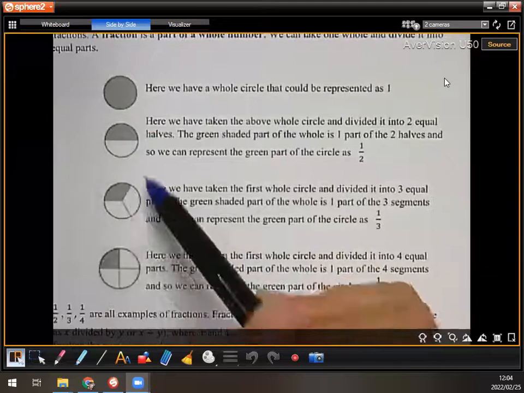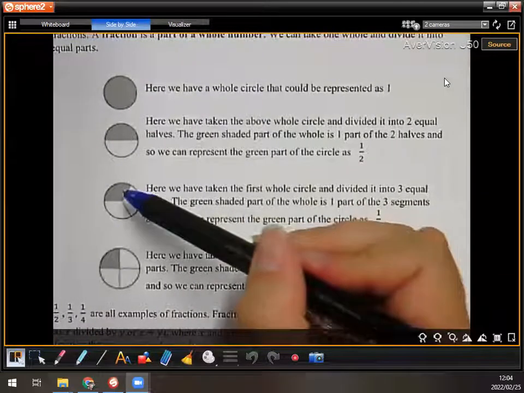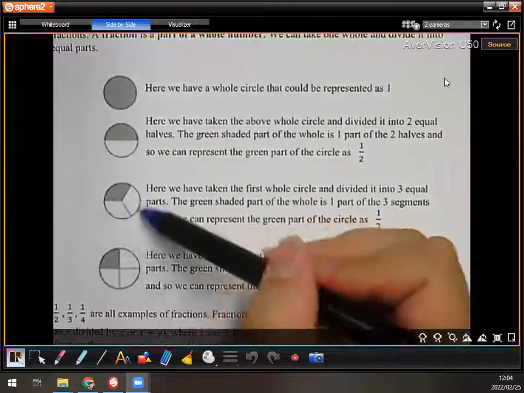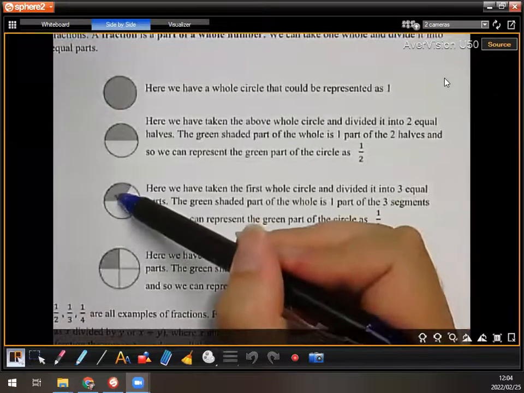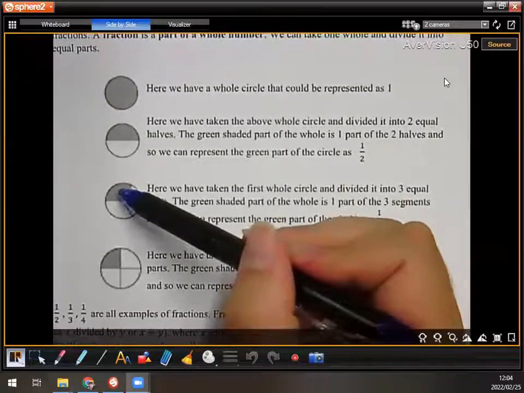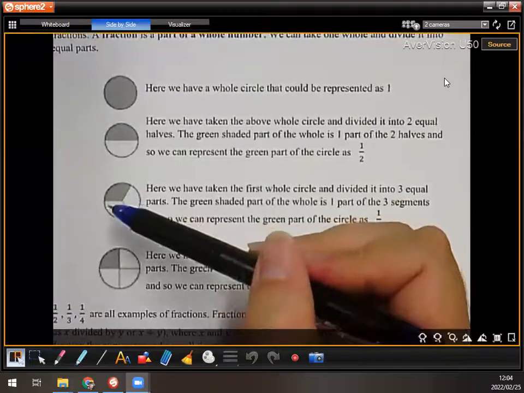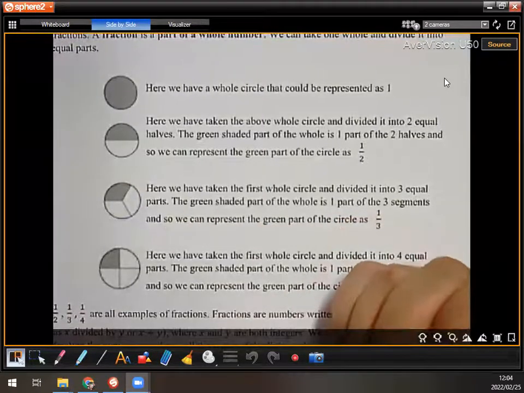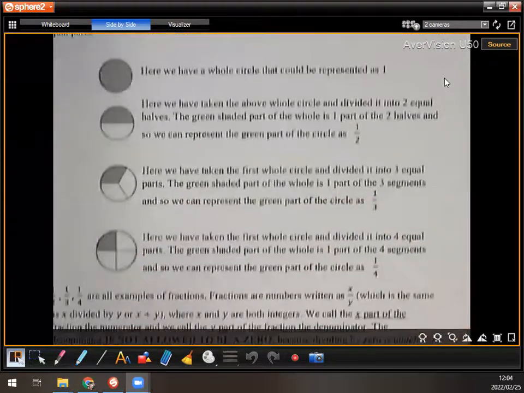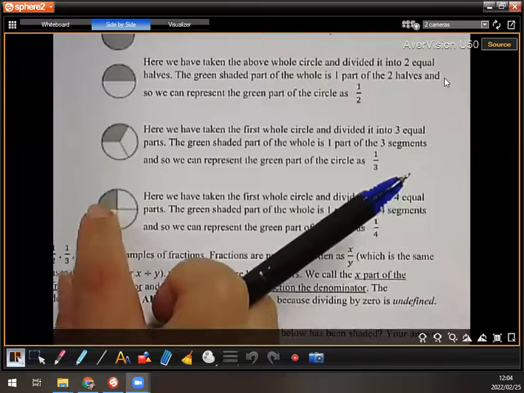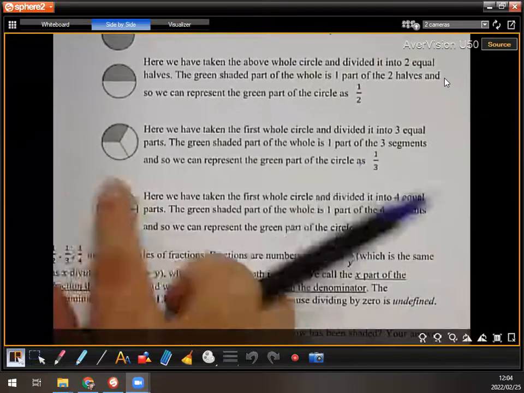If we're looking at the next one, we can see that this circle has been split up into 3 parts, and one of those 3 parts is shaded. So we would write that as 1 over 3, 1/3. The next one has one part shaded out of 4 equal parts.